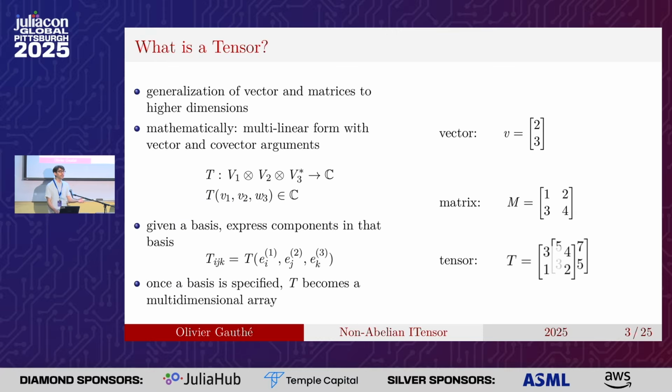So first, what is a tensor? It's a generalization of linear algebra to a larger number of axes. When you have a vector, it's just an array with one axis. When you have a matrix, it's an object with two axes, and you can generalize it to higher dimensions. From a mathematical perspective, it's a multilinear form, and once you specify a basis, you end up with a multidimensional array that you can store on your computer.